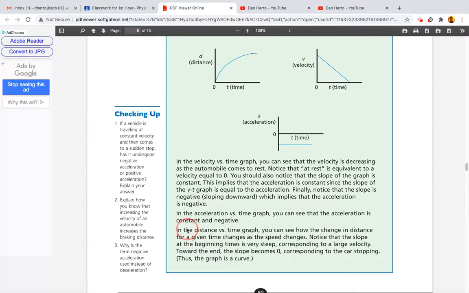In the distance versus time graph, you can see how the change in distance for a given time changes as the speed changes. Right here. Notice that the slope at the beginning times is very steep, corresponding to a large velocity, and toward the end, the slope becomes 0, corresponding to the car stopping. Thus, the graph is a curve.